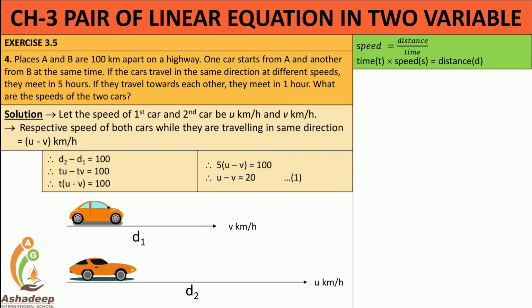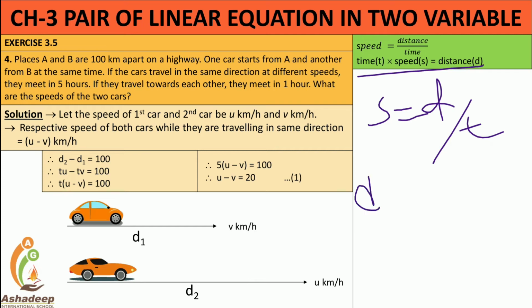Okay, now let's move ahead. Now D2 minus D1 is equal to 100. Here we have to deal with the speed. Speed is equal to distance upon time. Now distance is equal to, time comes onto the numerator, so speed into time. Distance is equal to speed into time.